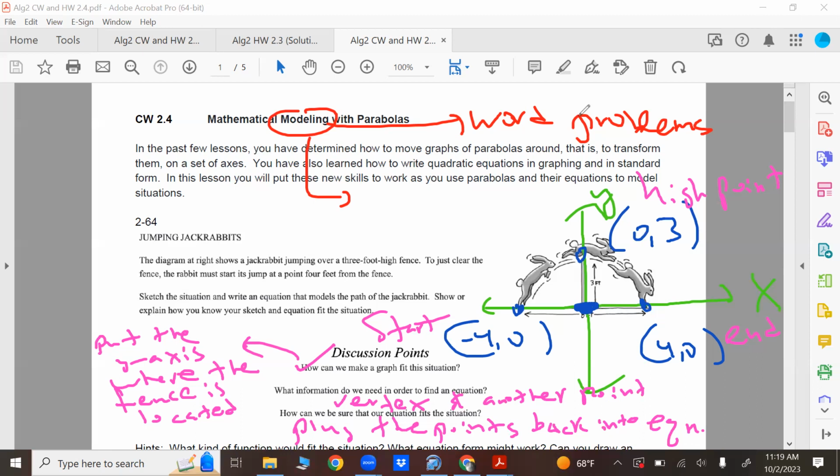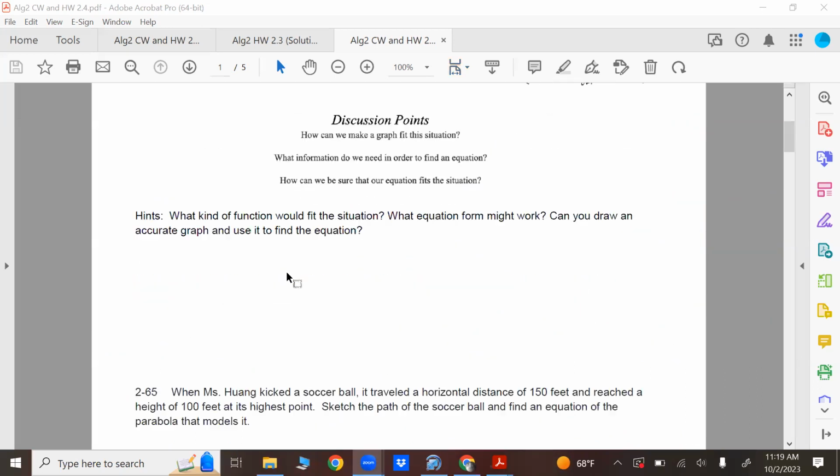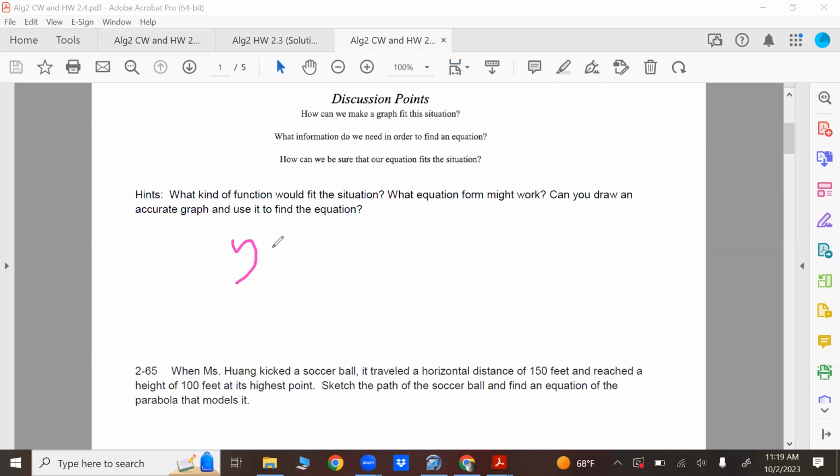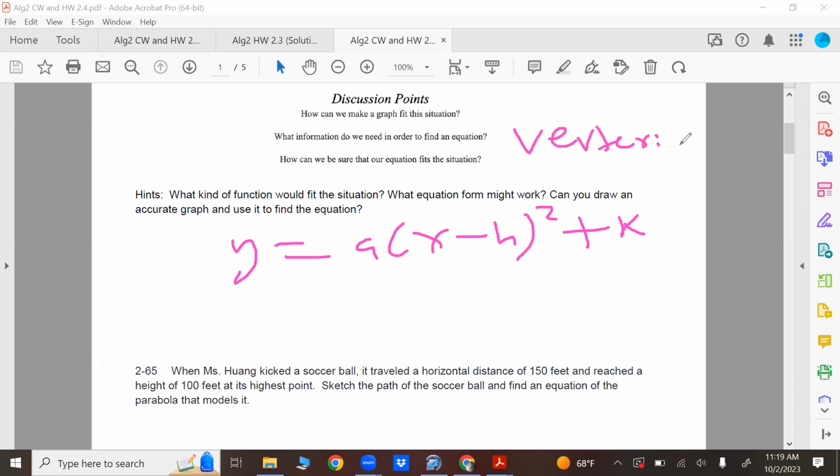Can I erase? Okay, let's erase. All right, so let's do it. So let's make the equation. So y equals a(x minus h) squared plus k. That's going to be probably the best form to use, because we have the vertex, right? What's my vertex again? (0, 3). And what letters in this formula represent the vertex? h and k, totally. So h is 0 and k is 3.